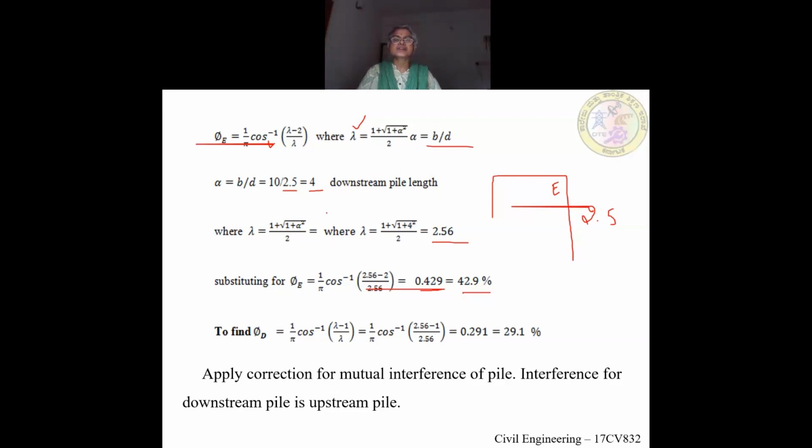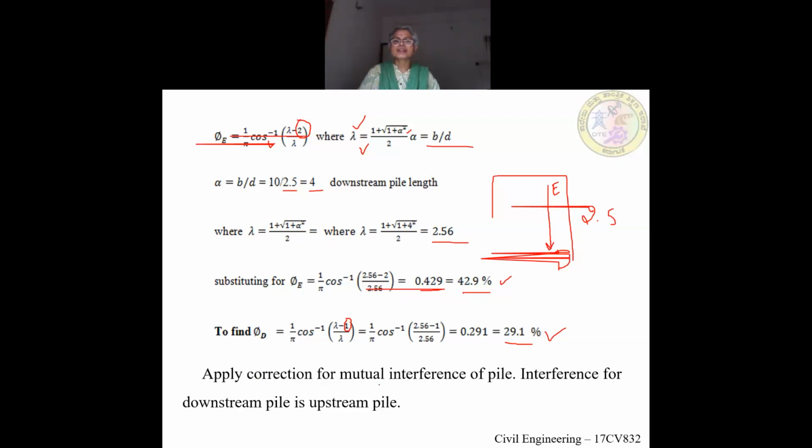Similarly, for pressure at D, instead of lambda minus 2, you have to use lambda minus 1. The same formula, you have to use lambda minus 1. We have already calculated the value of lambda, for which alpha is required, because it is the same pile. So you will get directly the value at D, that is 29.1%. You can see that this value is less because as the water moves downward, the pressure decreases. From 42.9 it is reduced to 29.1%.